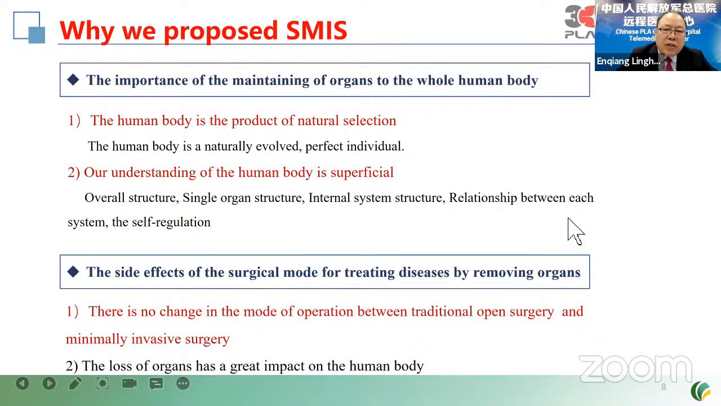For our purpose, the same. The importance of maintaining organs to the whole human body is very important. The side effect of the surgical model for treating disease by removing organs is that there is no change in the model of operation between traditional open surgery and minimal invasive surgery, which causes the loss of the organ that has a greater impact on the human body.